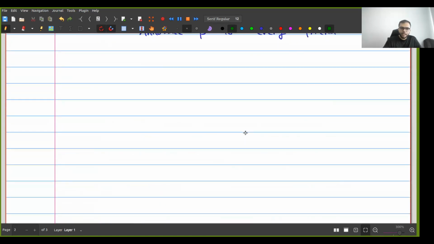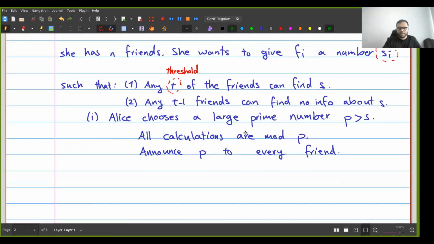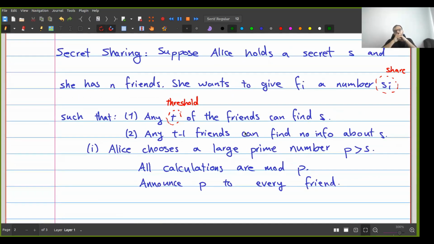Okay. So let's go back here. So I have a secret S. I want to give it to n of my friends. And I want to give each one of my friends one number Si. And I want to do this so that any t of my friends can find my secret, but any t minus 1 of my friends cannot find any information about my secret.